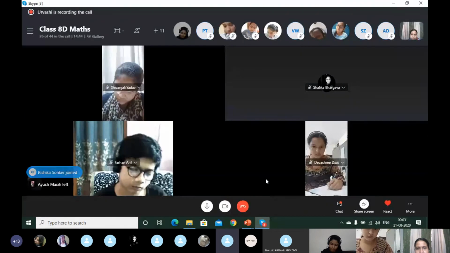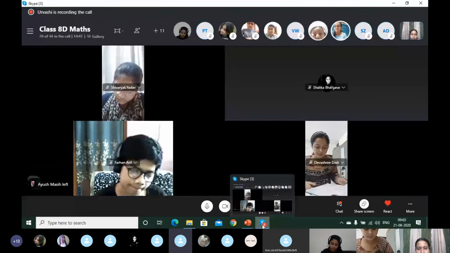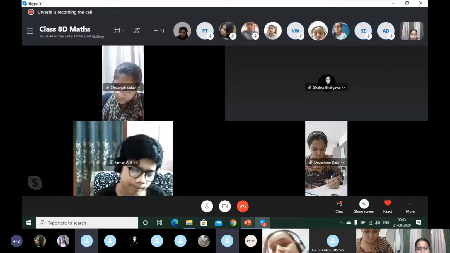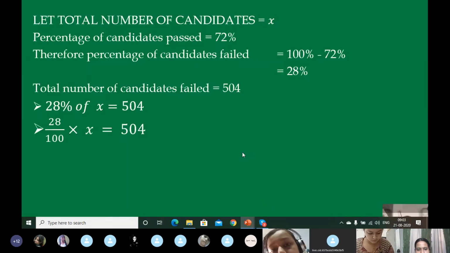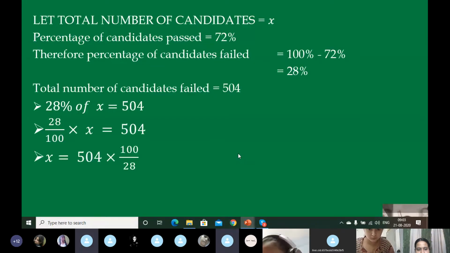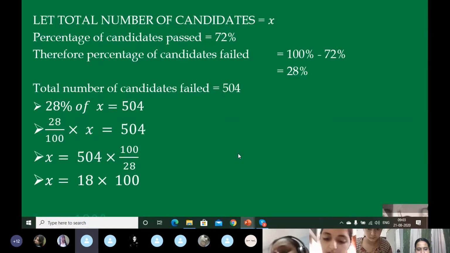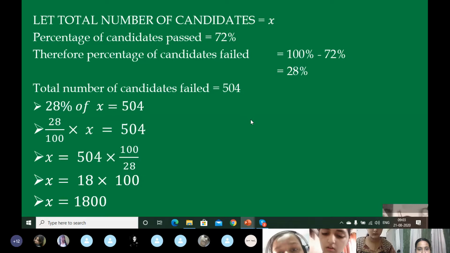Ma'am, X is equal to 504 into 100 by 28. Okay. Good. And what will be the calculated value? Ma'am, 1800. Yes, ma'am, 1800. See, if you now understood how many students were giving the exam? 1800. Clear with the concept?